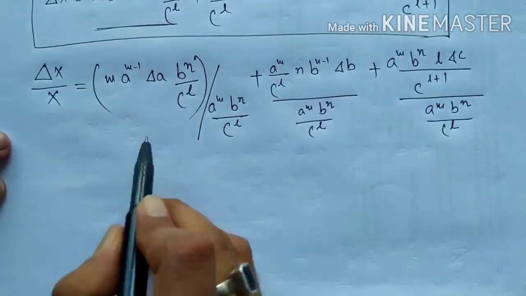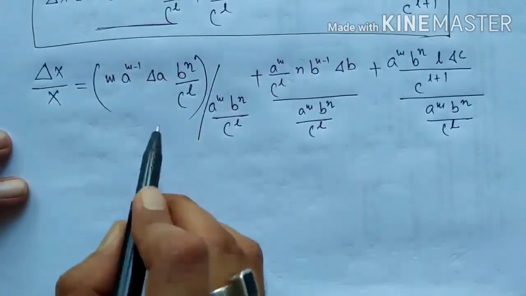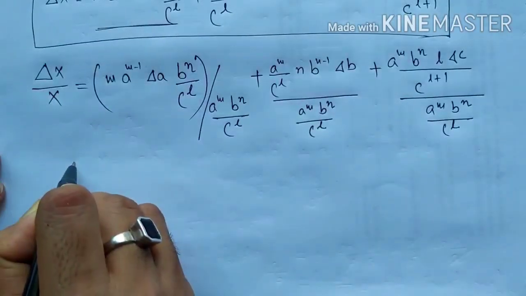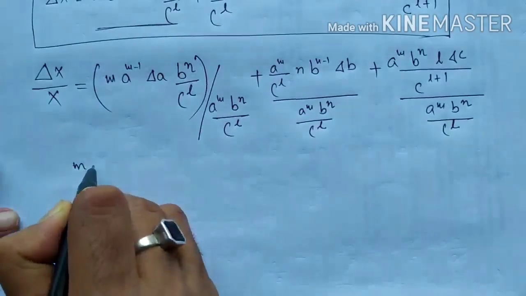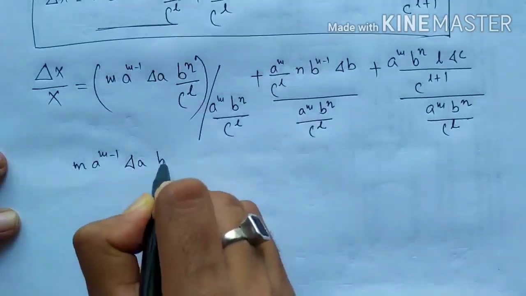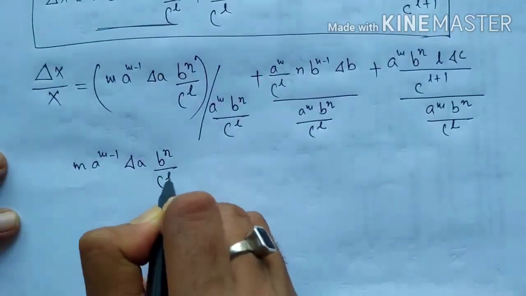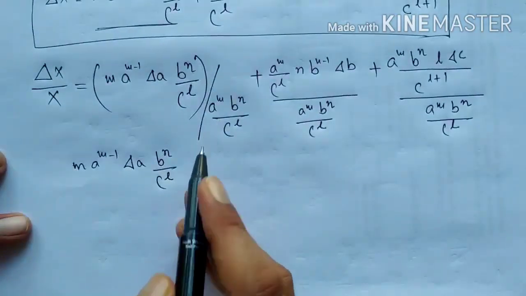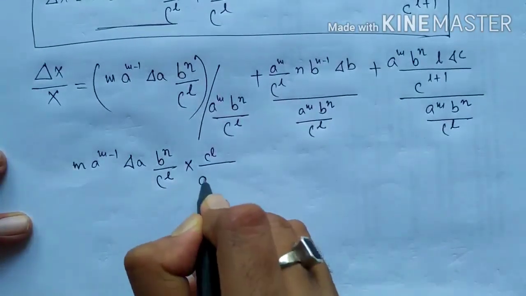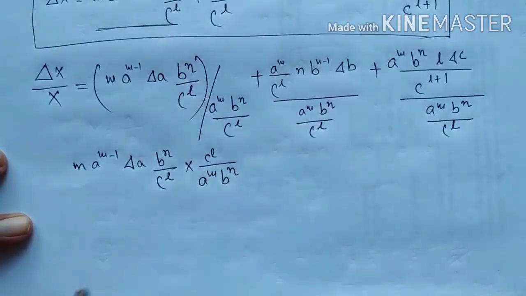Now let us do one by one. First let us find the answer of this term. So it is m a to the power m minus 1 delta a b to the power n by c to the power l, divided by this one. That means it will become c to the power l divided by a to the power m b to the power n.